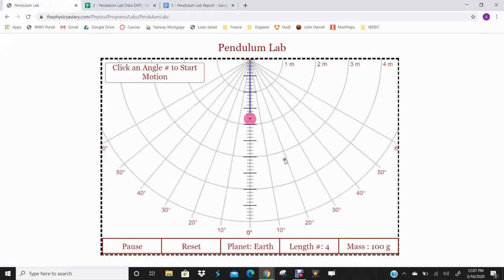And just for purposes of being consistent, let's go back here and we're going to start changing the length. I'm going to start at length of 1. We'll leave the mass at 200. And let's release from 30 degrees each time. Okay, so we'll start again here at length of 1. We'll go from 30. Okay, about 1.8. Let's change the length to 2. Release from 30 degrees.